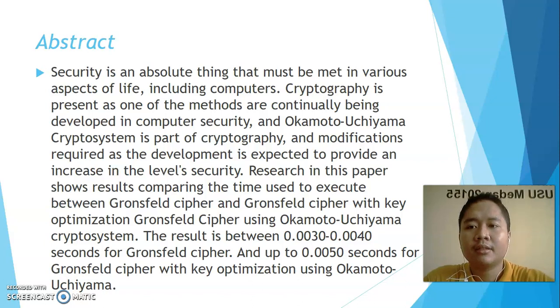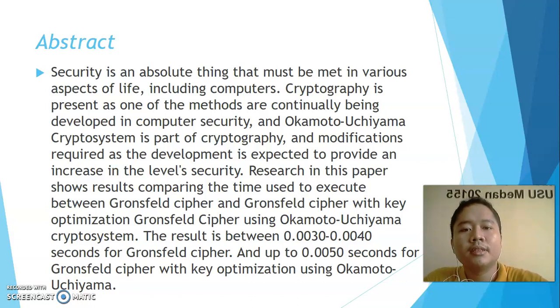So here is the abstract. As you know, security is an absolute thing that must be met in various aspects of life, including computers, and cryptography is present as one of the methods continually being developed in computer security. The Okamoto Uchiyama Cryptosystem is part of cryptography, and modifications as the development is expected to provide an increase in the level of security. Research in this paper shows results comparing the time used to execute between Gronsfeld Cipher and Gronsfeld Cipher with key optimization using Okamoto Uchiyama Cryptosystem.